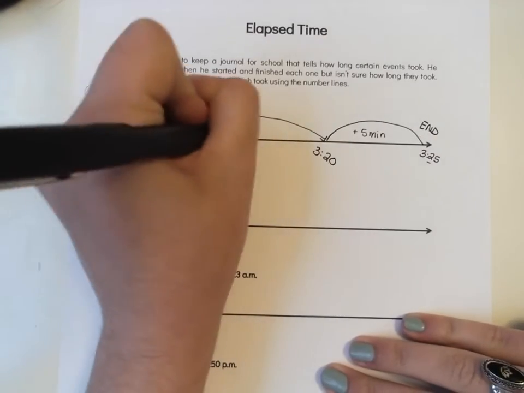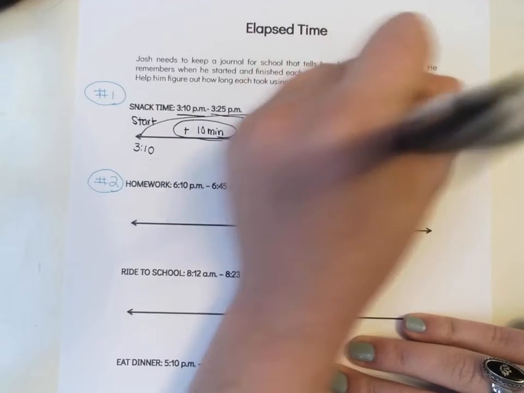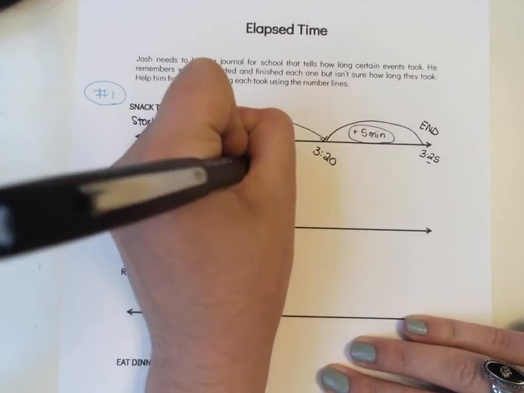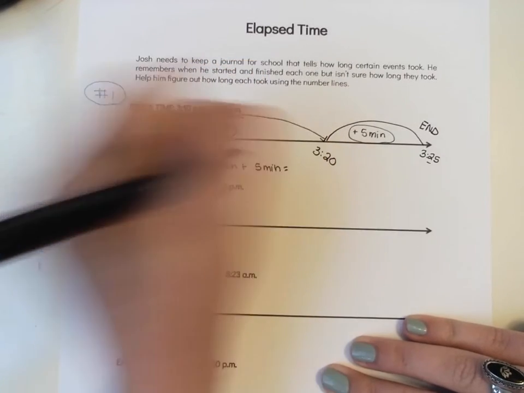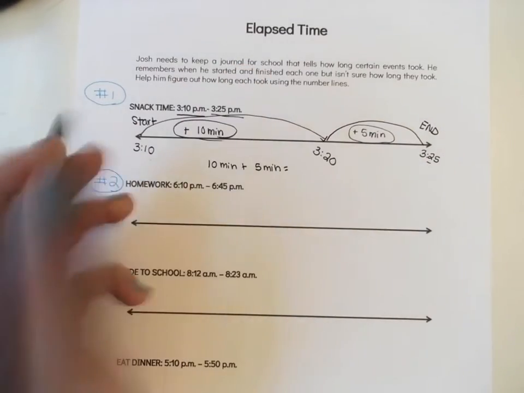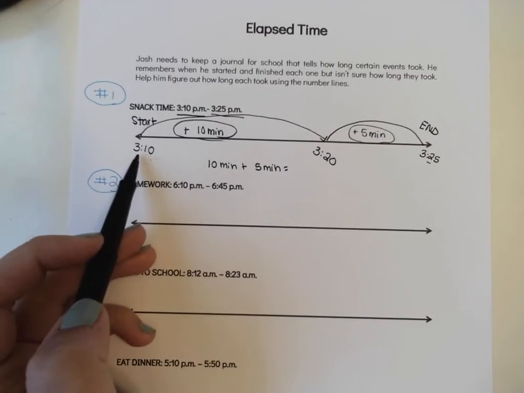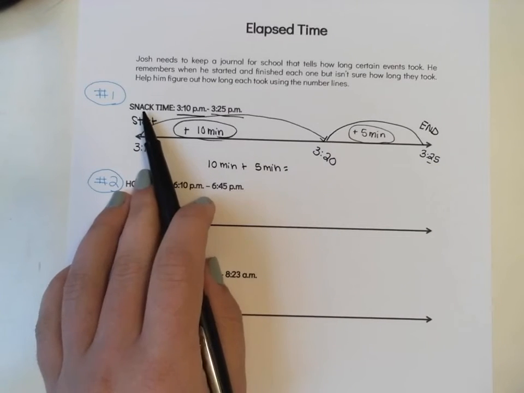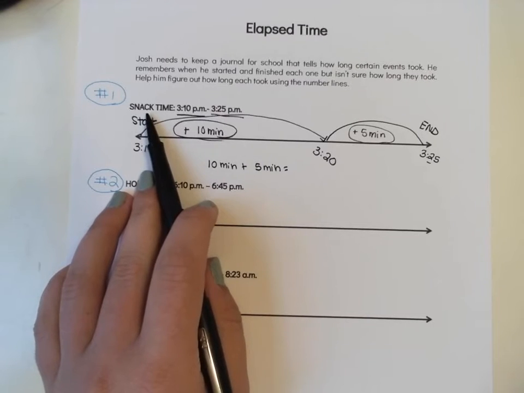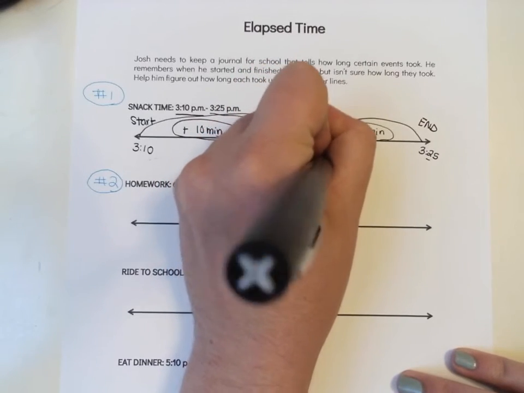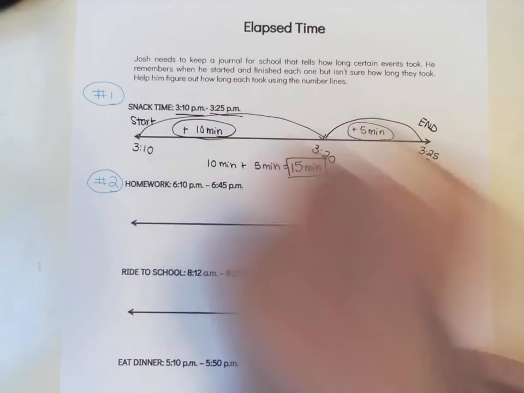I'm going to take my increments of time and add them up. I'm going to write 10 minutes plus 5 minutes. I'm going to make this into an equation because that tells me that it takes 15 minutes to get from 3:10 to 3:25. So Josh's snack time that he recorded took him 15 minutes. He took a 15-minute break for his snack time. 15 minutes is his total.